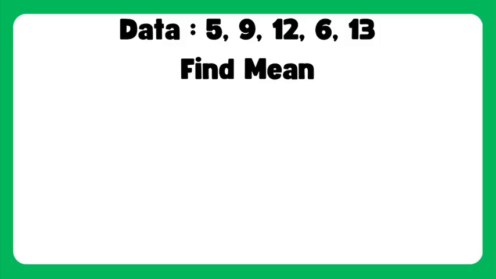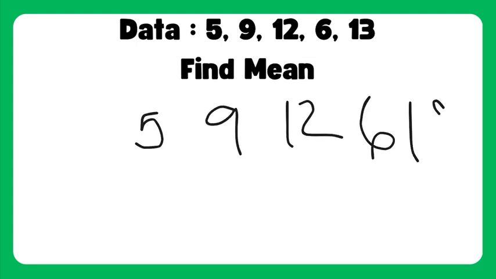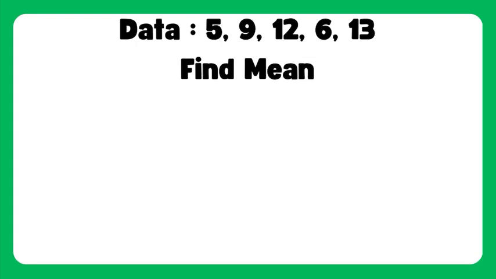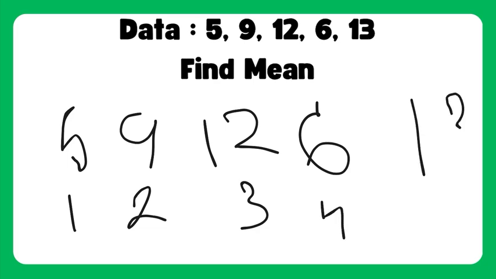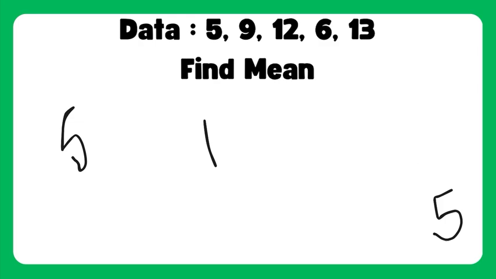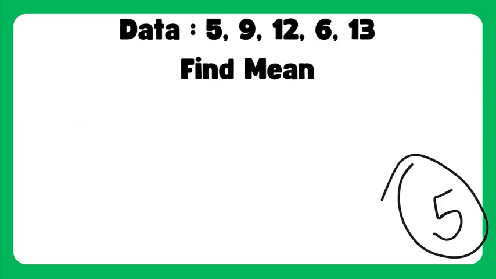So, let's get started with an example. We are given the data 5, 9, 12, 6, and 13. The first thing that we are going to do is see how much data we are given. So 5, that's one value, 9, that's the second value, 12, that's the third value, 6, that's the fourth value, and 13 is the fifth value. So there are a total of 5 values. So we're going to note down 5.